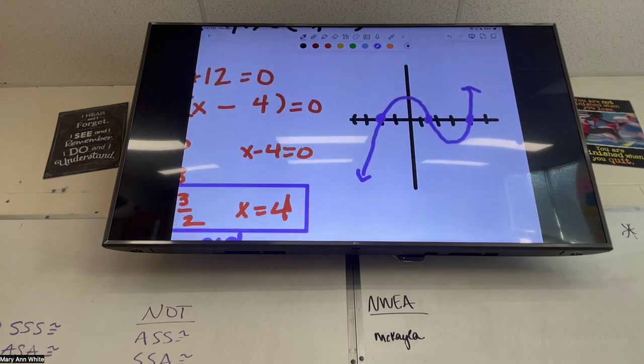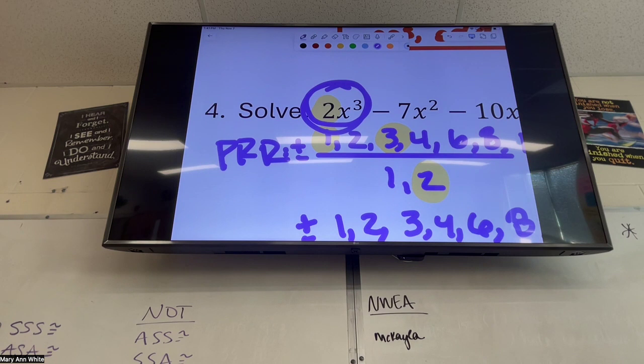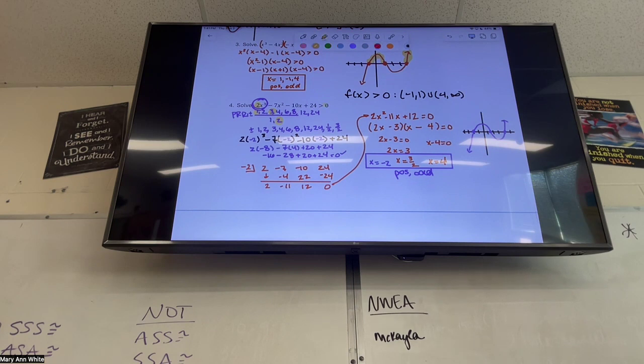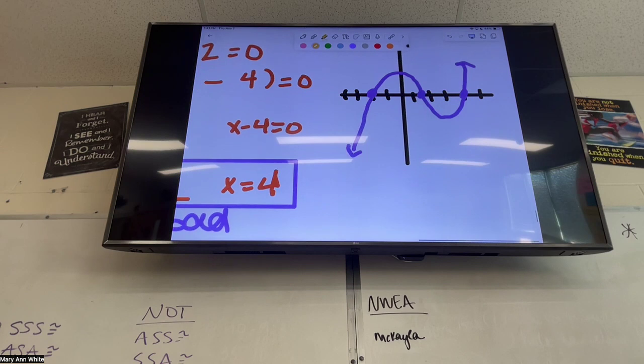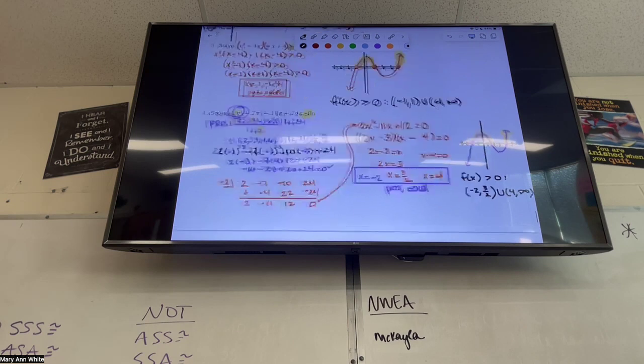Now, the graph's not the end. We have to do our function notation. You could have figured out positive odd before doing any of that work. Nothing that we did affected positive odd. It's the very first term. Then you look and see if it's positive or negative. And if it's just x to the third, it's positive. All right, it says we want greater than zero. What intervals am I greater than zero here? Good. Okay, there was a lot going on there, but we needed all of it to solve.